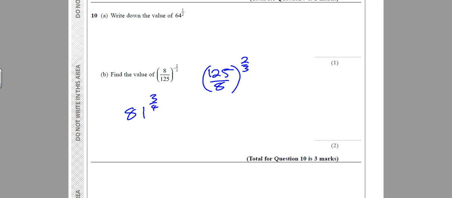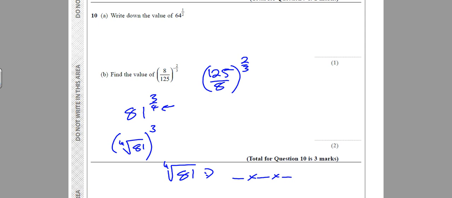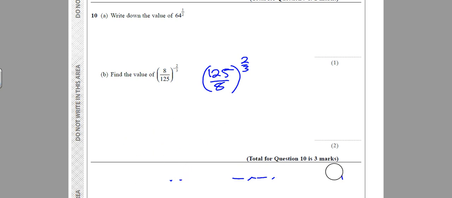Now the first thing we deal with, if we've got a fraction for a power, is the bottom first of all. The bottom means the root. That means the 4th root of 81. Whatever that answer is, we're going to cube it. The 4th root of 81 means something times something times something times something equals 81. So 3 times 3 is 9, times 3 is 27, times 3 is 81. So that is going to be 3. So it's going to be 3 cubed. 3 cubed is 3 times 3 times 3. That should be 27. However, that isn't our question. We've got a much harder question here.